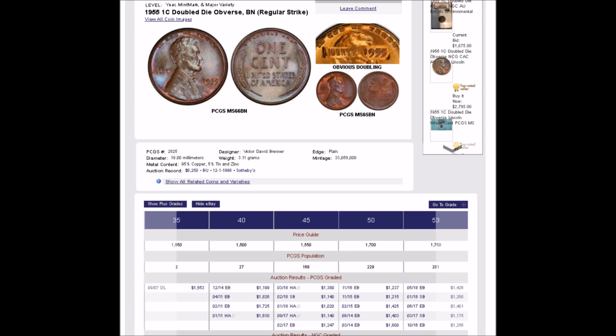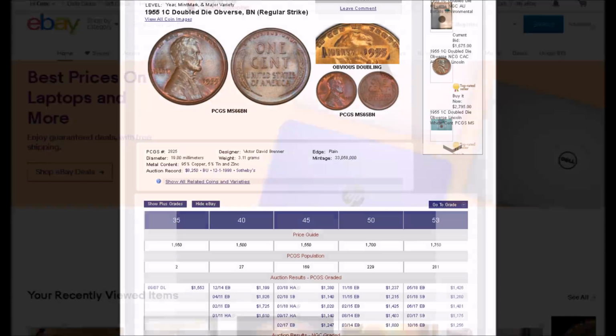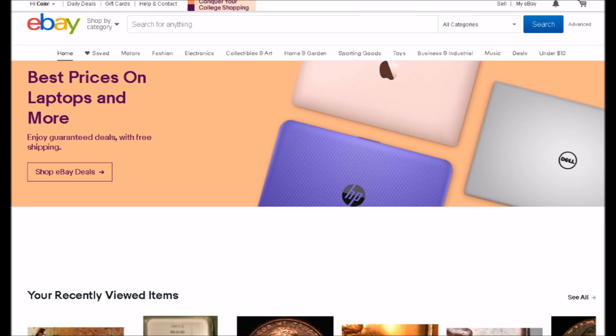Now, if you cannot find your variety on, say, the PCGS price guide, the Red Book, the Gray Sheet, the Blue Book of coins, any of your various price guides, you want to go over to eBay and look at past sales. Do not look at current auctions. Go to ones that have sold. You can do that in the advanced section. You just click on sold listings.